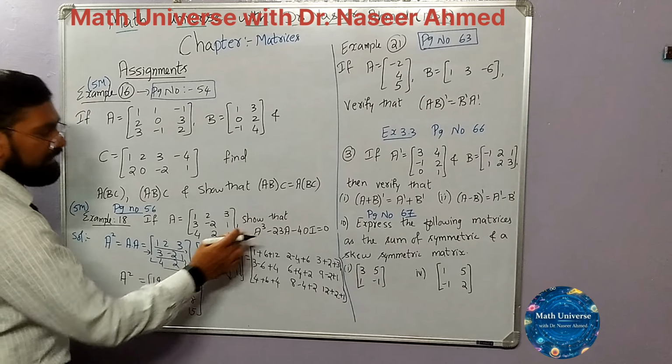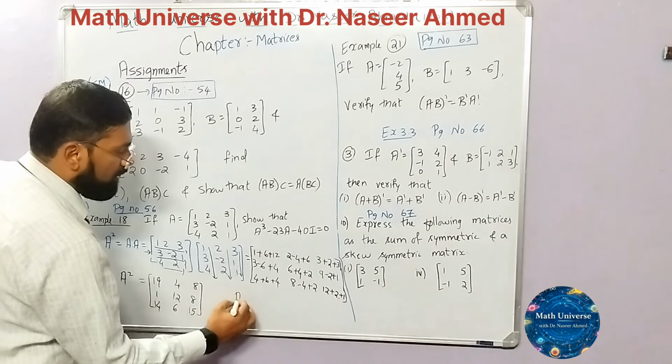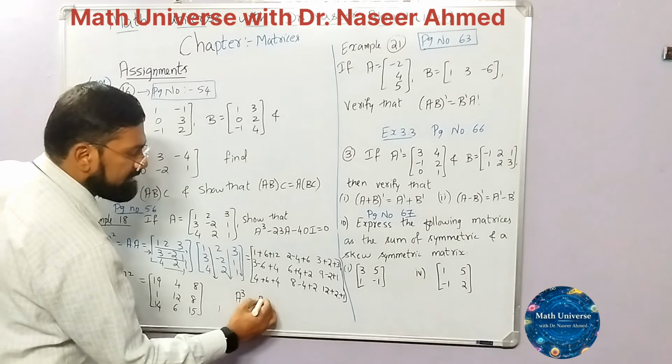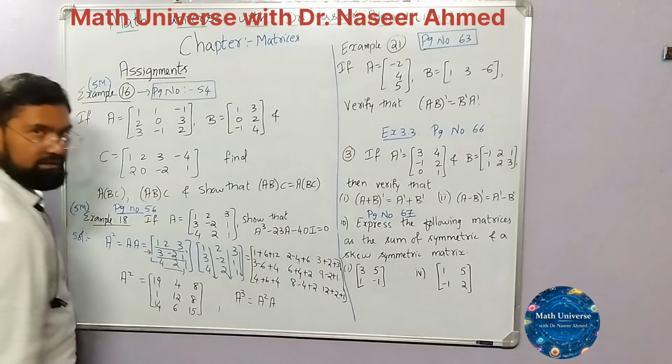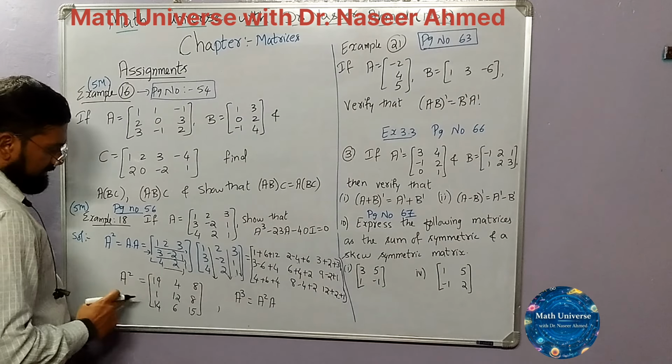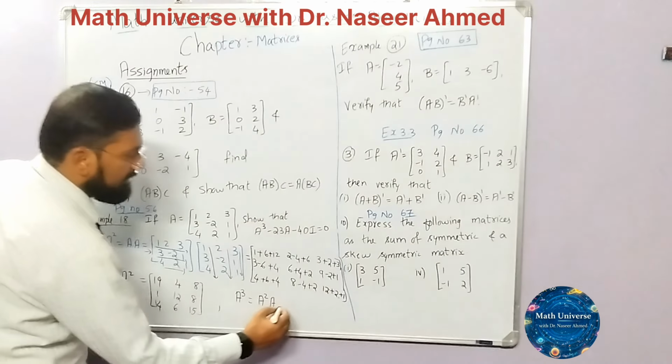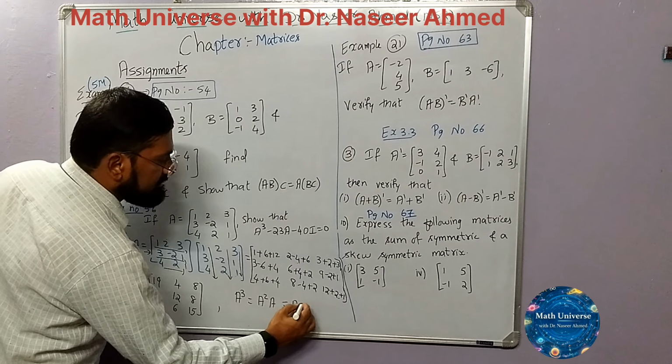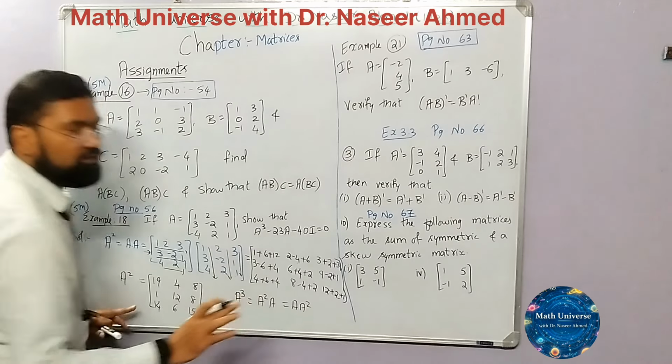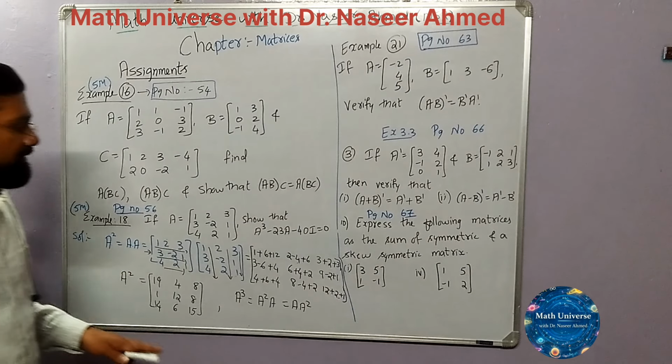Similarly, next you have to find A cube, that you are going to do yourself. What is A cube? See carefully, it is A squared into A. So already you have found A square. For this, multiply again this. Some will ask, sir, can't I write like this? First A then A square. No problem. Both will be same.